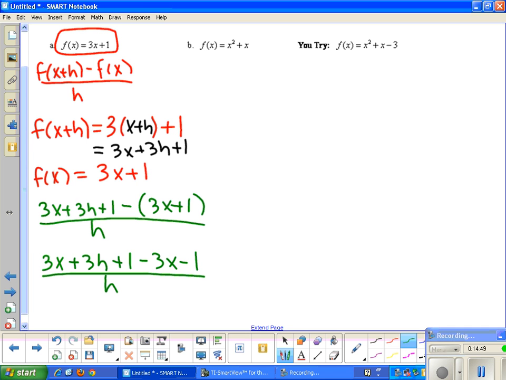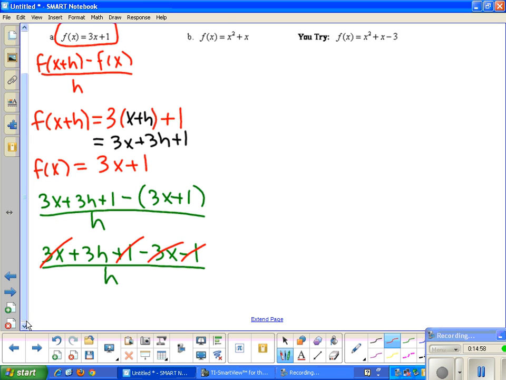Combine like terms. Notice that I have the 3x, and the negative 3x cancels out, 1 and negative 1 cancels out, and I am left with 3h over h, which cancels out to leave me with 3.